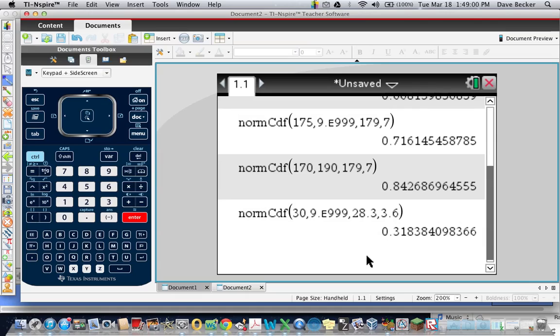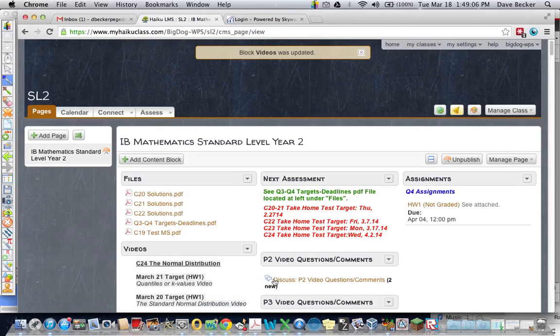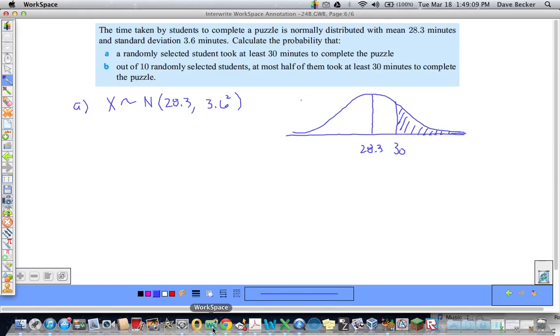So boom, chugga-lugga-lugga. We have a probability of 0.318. So the probability there would be approximately 0.318. No big whoop. Okay, now we got to think about this a little bit for part B.